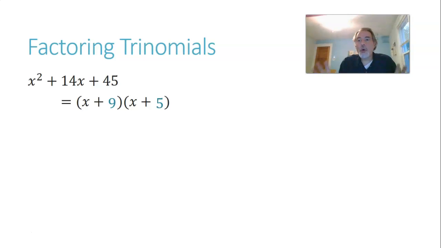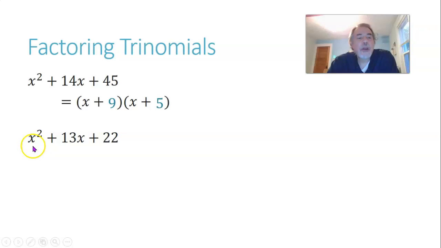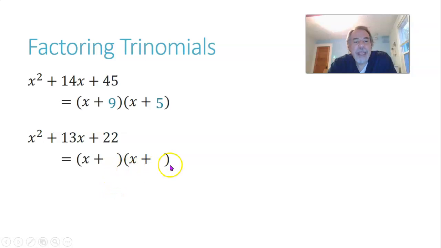So you should always be able to tell whether you have the right answer or not by multiplying it back out and making sure that what you get is the trinomial you started with. Let's try this one. How can we factor x squared plus 13x plus 22 into something times something? They both have to start with x, so that x times x gives us x squared. And they have to end with numbers that multiply to 22. So think what times what could give you 22. And then those numbers have to add up to 13. 11 and 2. So x plus 11 times x plus 2.